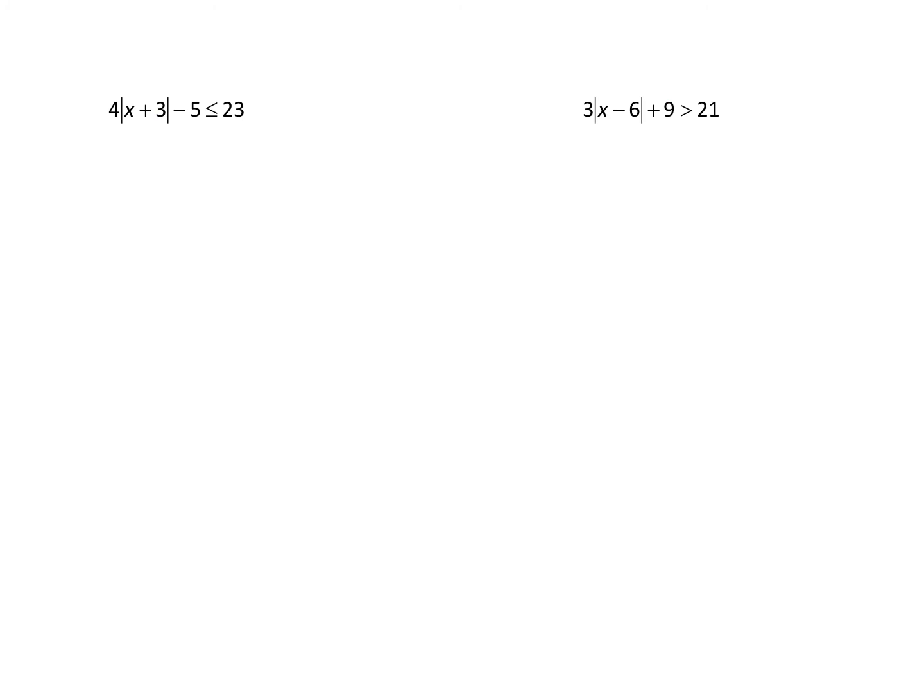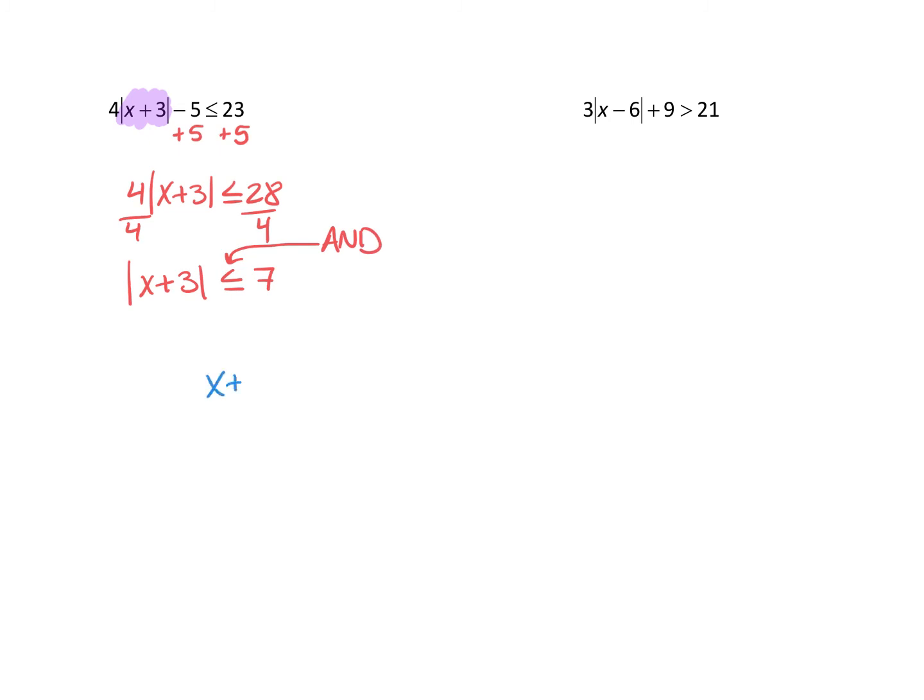We're going to have to use our first step, which is isolate the absolute value first. So I'm going to get this x plus 3 alone first by adding 5, and then dividing by 4. So I get the absolute value of x plus 3 is less than or equal to 7. So again, since it's less than, it's an and inequality. So I can rewrite my equation as x plus 3 is less than or equal to 7, and it's greater than or equal to negative 7.